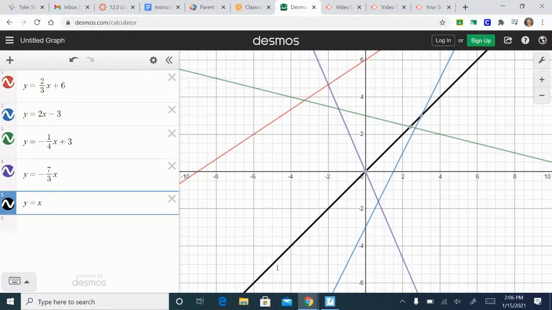So let's look at that one, the purple line. So here I have my purple line, and it's falling down at a pretty good rate. I would say comparatively, it is much steeper in its falling down way than my parent function.